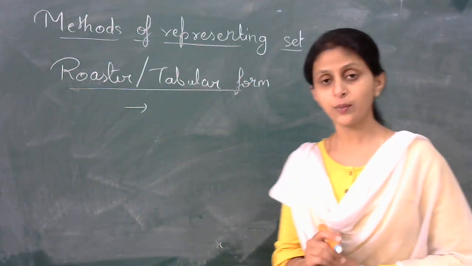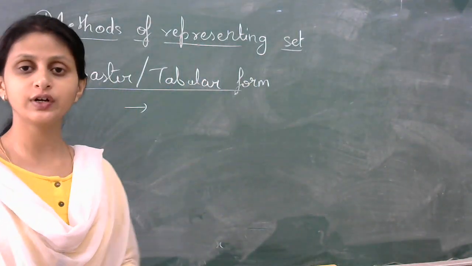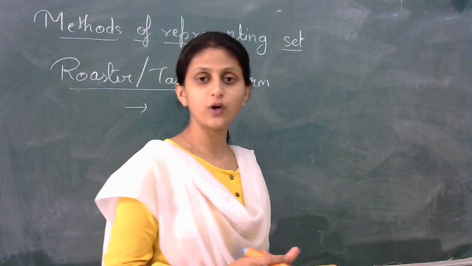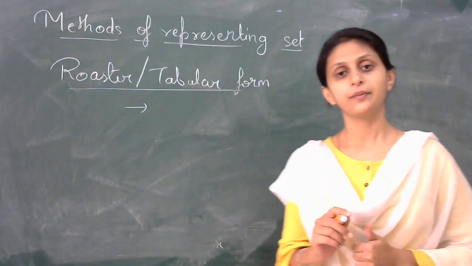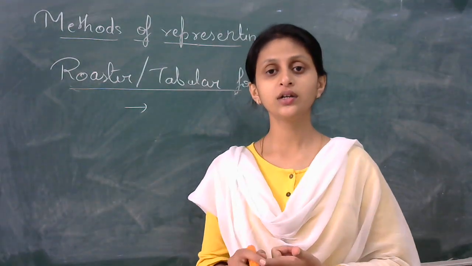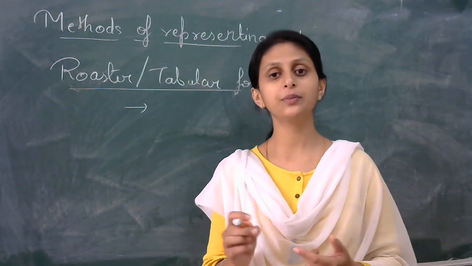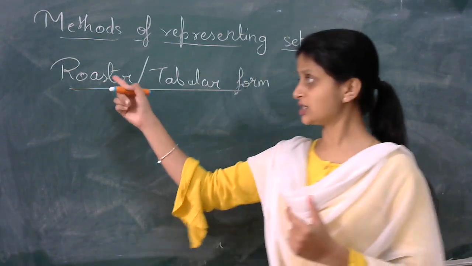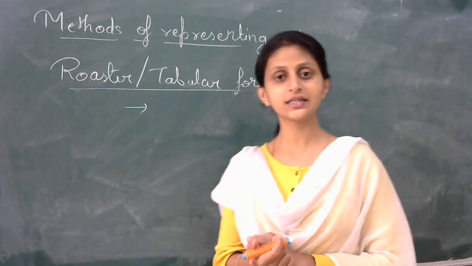We have learned two important notes in this roster or tabular form. What are those two notes, students? First one, in roster or tabular form, order of the elements will not matter. Second one, what we have learned? Repetition of elements is prohibited. Means you can't repeat the elements in a set in this roster or tabular form. So I hope this first method is clear to you all.